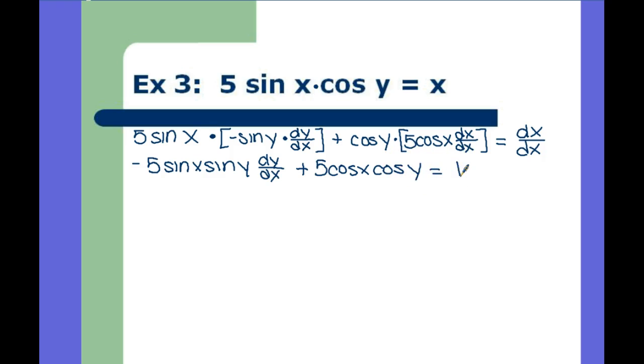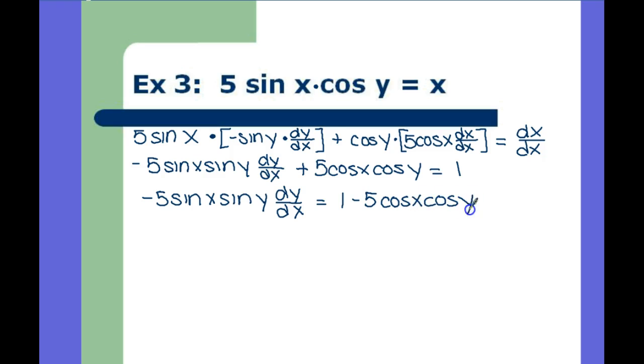Equals 1. Oh, it's one of the rules. It is, but you don't have to do it if you don't want to. Subtract this over.